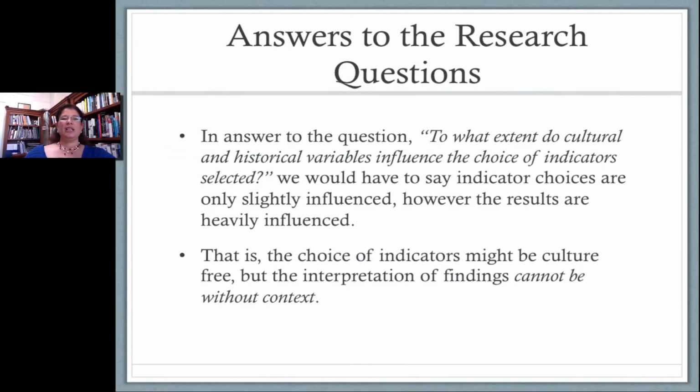Then finally, to the third question, how do culture and historical variables influence the choice of indicators? In choosing the indicators, there's almost no evidence that there's a cultural influence. However, in the analysis of the data that was gathered, there's no way of escaping it. There is no cultural-free indicator that exists in measuring education. So the answer is kind of mixed. We know that it's not usually an influence in the choice of indicators, but that it cannot help but be influential when you're analyzing the data that's yielded from those indicators.